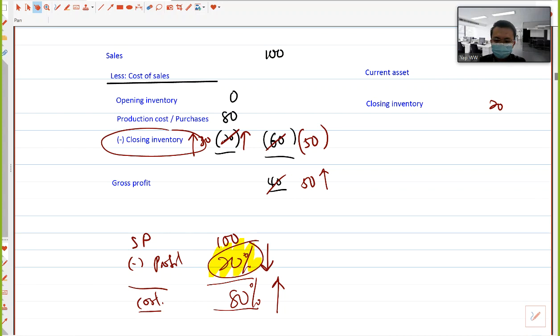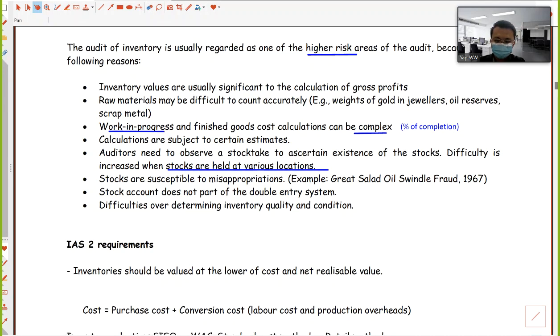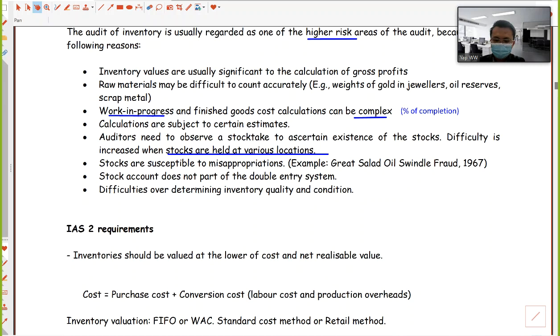If you increase it to $30, your closing inventory becomes $30. So your double entry is debit closing stock, credit closing stock, just at different locations. So next year it becomes opening inventory, no double entry. People will use this account for overstatement of the stock, and sometimes it is also hard to determine the inventory quality.